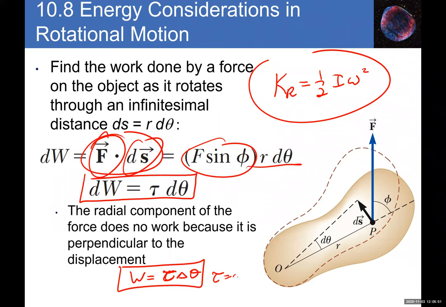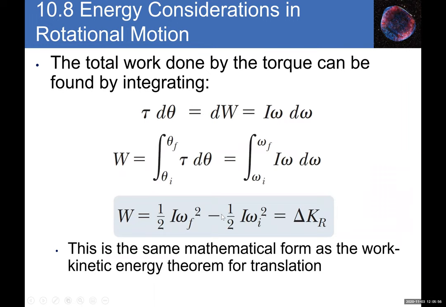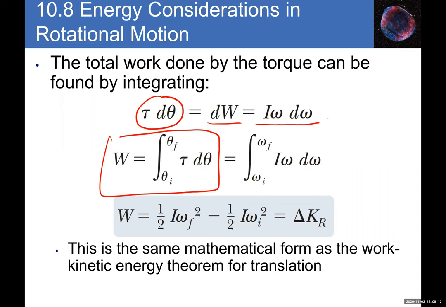If it's not constant, then work done equals the integral of torque d theta between theta initial and theta final. Here's one important thing about the integral. Torque d theta, which equals work done, becomes I omega d omega. You can replace it with that because alpha is d omega dt, and you can rearrange it from here.